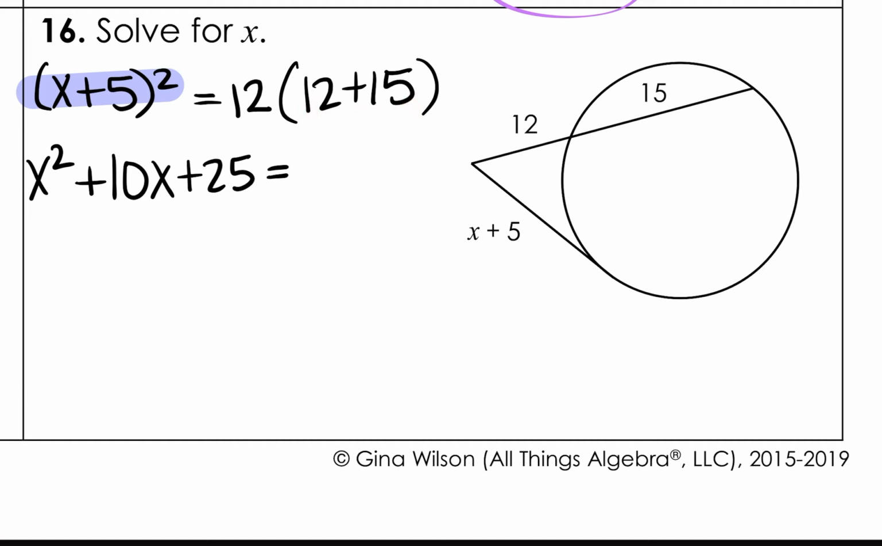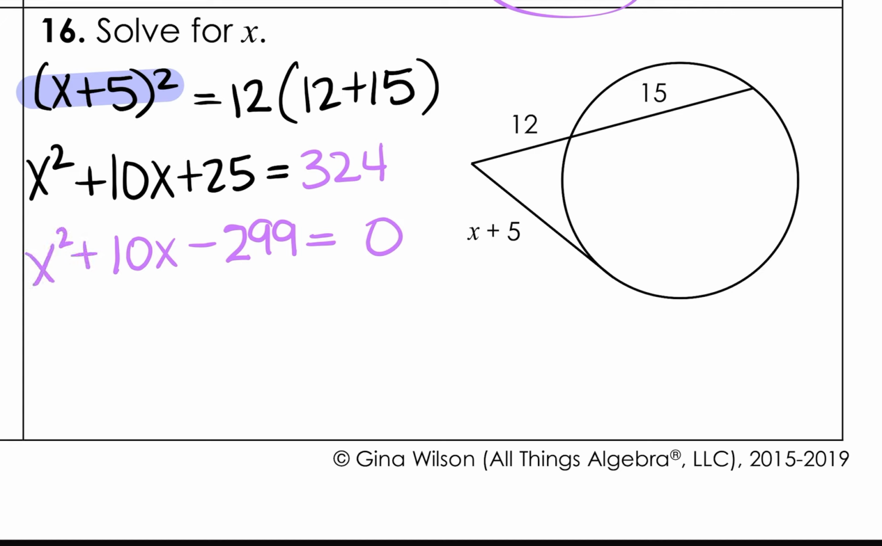Okay. Inside here we have 12 plus 15, which is 27. So 12 times 27 is 324. Moving that 324 to the left side, we have 0 is equal to 25 minus 324, which is negative 299. So you have x squared plus 10x minus 299 equals 0.